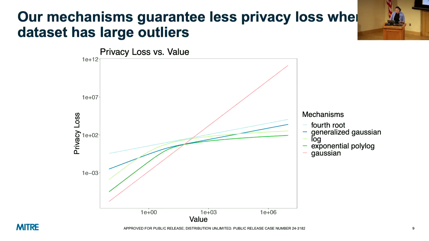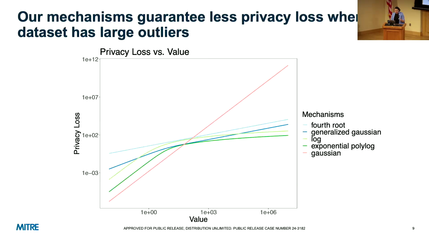So our mechanisms guarantee less privacy loss when your data set has large outliers. What we're showing on this slide is basically an instance where we chose parameters for our mechanisms such that the variance was constant across all of the mechanisms. On the y-axis, I'm plotting the privacy loss, and on the x-axis, I'm plotting a query value. And each of these different colored lines represents our different mechanisms.